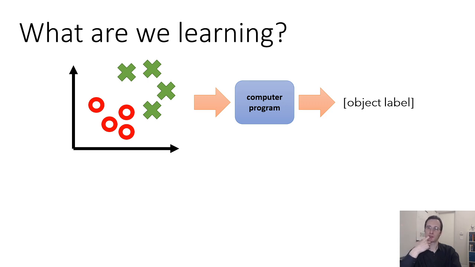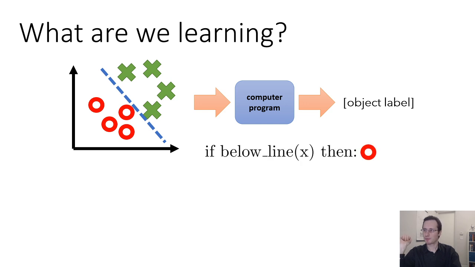You have points in 2 dimensions, and you want to figure out if they're x's or o's, right? So in this case, the function that you're learning to map from points in 2D to a label of x or o could just be a line. So what are you learning? You're learning a line. But what is this computer program? Well, the computer program might look something like this. If x is below the line, then circle, else x. Right? So that's a computer program.